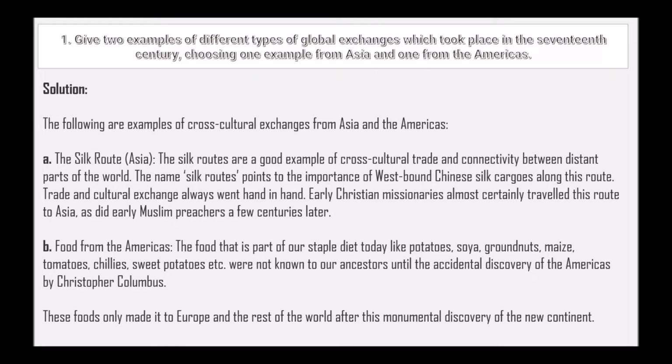Food from the Americas. The foods that are a part of our staple diet today, like potatoes, soya, groundnuts, maize, tomatoes, chilies, sweet potatoes, etc., were not known to our ancestors until the accidental discovery of the Americas by Christopher Columbus. These foods only made it to Europe and the rest of the world after this monumental discovery of a new continent.